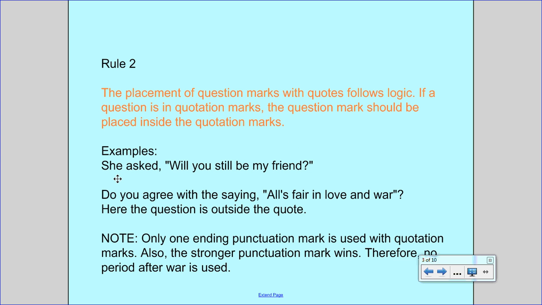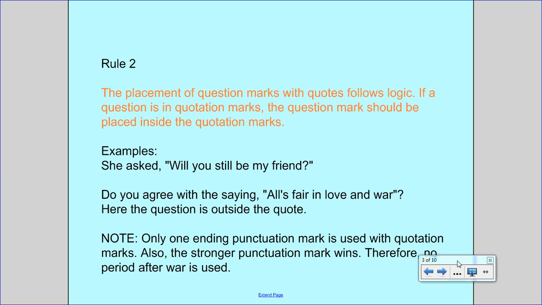Now in this first example, it says, she asked, "Will you still be my friend?" The question is inside that fence. So we want the question mark to go inside the quotation marks. The second example is, do you agree with the saying, "All's fair in love and war"? Now, in this case, that question goes outside of the fence. It starts right here. Because of that, the question mark is going to go outside of the fence to contain everything.